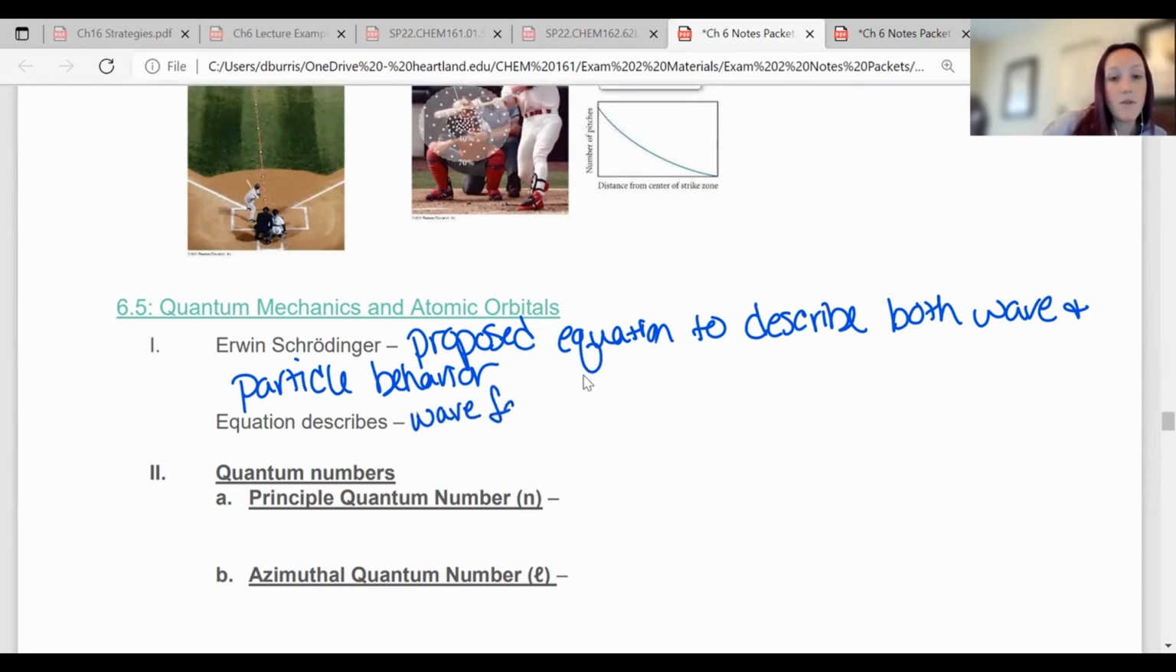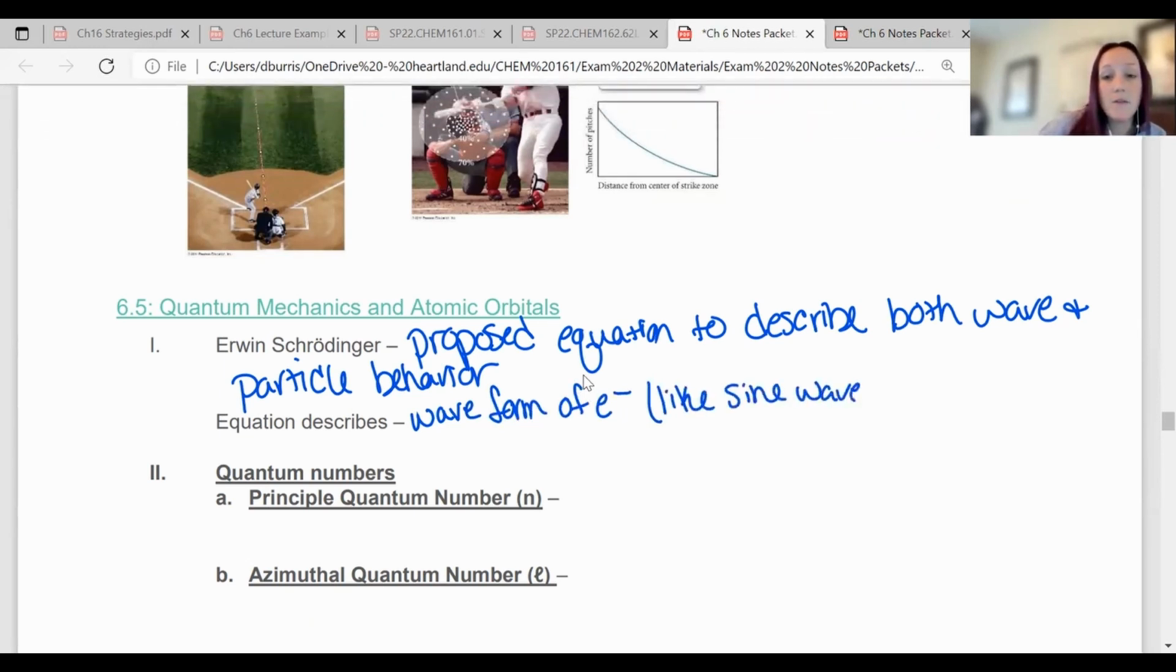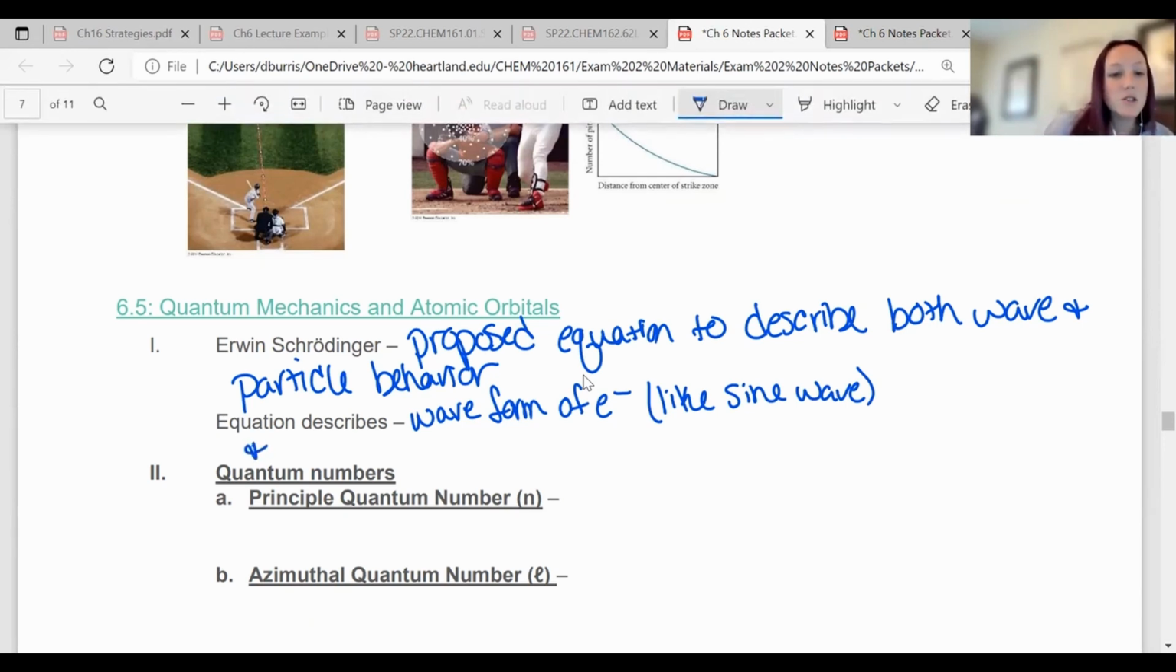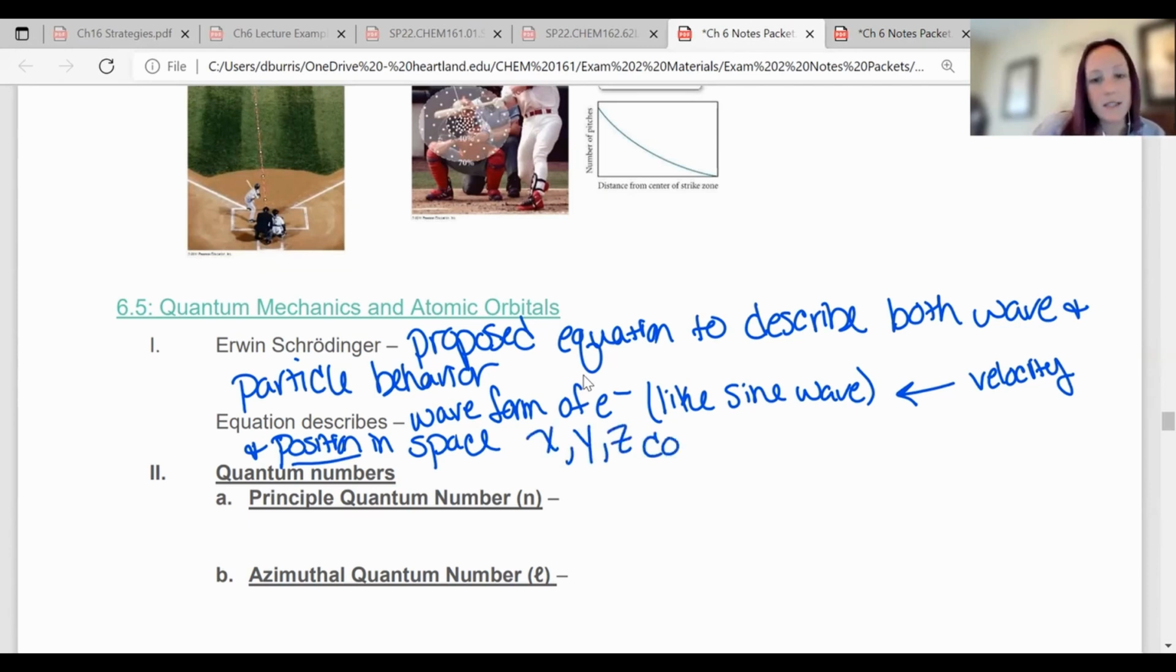Okay, so waveform of the electron. Like it could be a sine wave, so I'm going to write like a sine wave. Waves we know move like this, but we might be able to tell if it's a sine wave or a cosine wave or something like that. And also the position, so position in space. The waveform part is like its velocity, like how it's moving. And the position is what we were talking about before. We can't know both the velocity and the position. This position will have X, Y, Z coordinates in space somewhere.